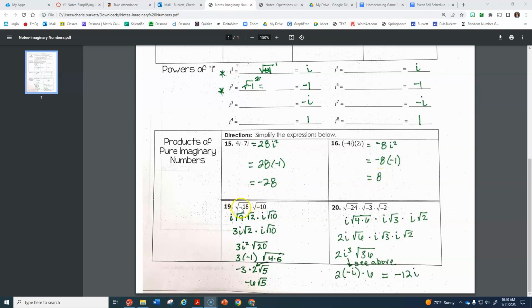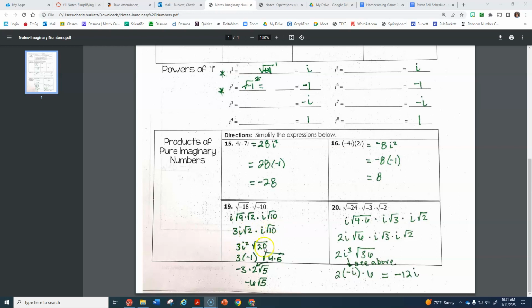If you have negatives underneath the radicals, just like we did in the previous lesson, you take the negative out as an i. The negative comes out as an i, and then 18 factors into 9 times 2. We want to do that because the square root of 9 becomes a 3. So the square root of -18 eventually becomes 3i square root of 2. The square root of -10, just the negative comes out as an i, so it's just i square root of 10. Now we have outside things that we're going to multiply, and then we have inside things that we're going to multiply.